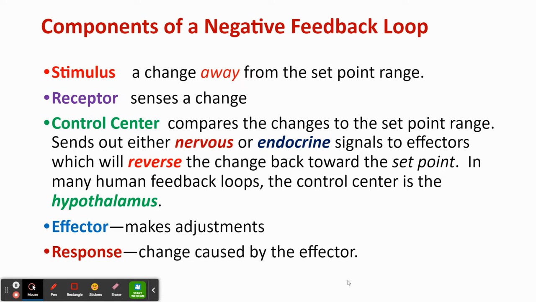So what are some of the components of a typical feedback loop? In this case, we'll look at a negative feedback loop. First, there has to be a stimulus, something that changes the level away from the set point. There has to be something that receives or senses that change, a receptor, and a control center, which then compares the changes to the set point range and sends out nervous or endocrine signals to effectors, whether that's a gland or a muscle or something of that nature, which will hopefully reverse that change back towards that set point. And again, our control center is oftentimes our hypothalamus for many of our negative feedback loops.